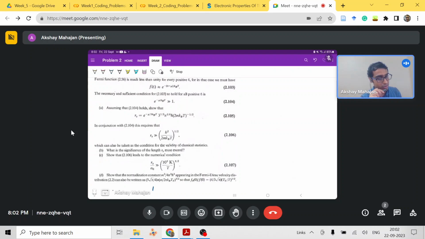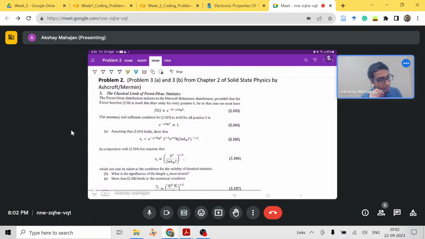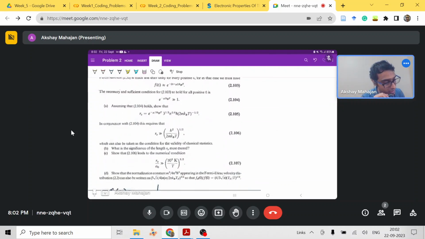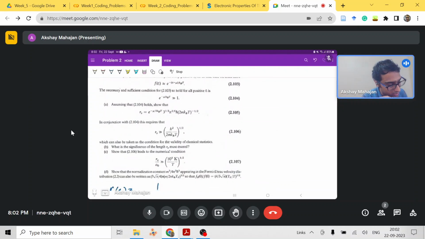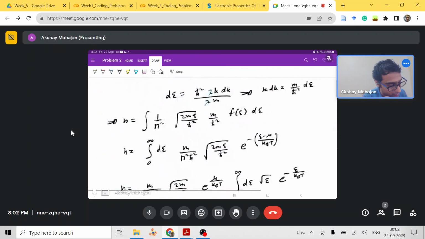Alright, this is the condition for the validity of classical statistics. So if our rs comes as much greater than this h square upon 2m kBT to the power 1 by 2, then instead of Fermi-Dirac statistics, we can use the classical statistics, which is the Maxwell-Boltzmann distribution. Now in the B part, it is asking what is the significance of the length rs must exceed.